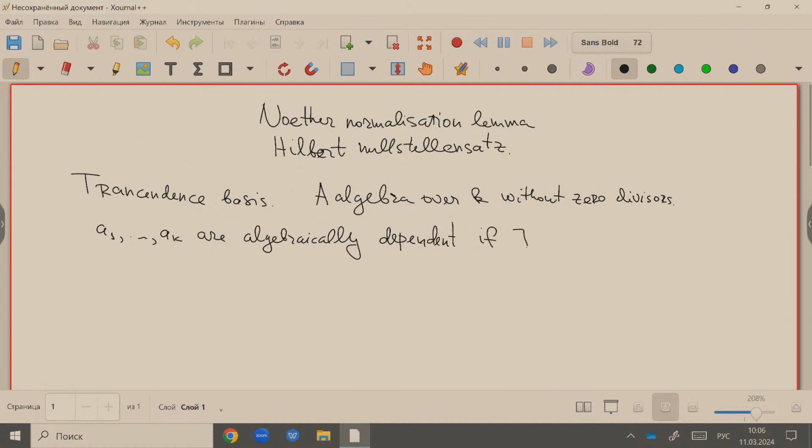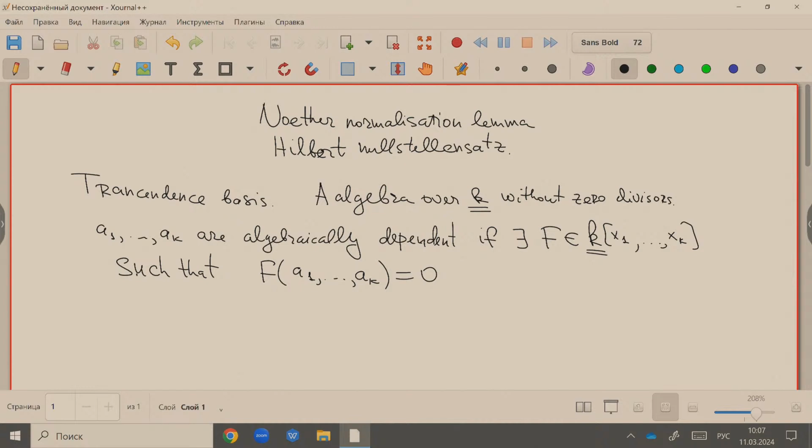if there exists a polynomial with coefficients in K, in the small field K, with k variables, such that it vanishes on this set of elements. So why do we really need the algebra over K? In order to take a polynomial with coefficients in K. So these are algebraically dependent elements.